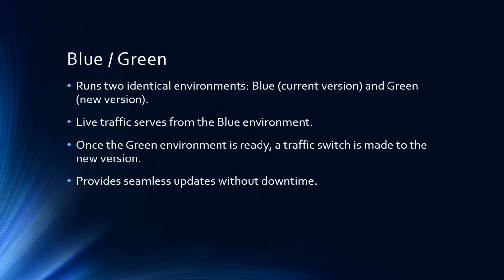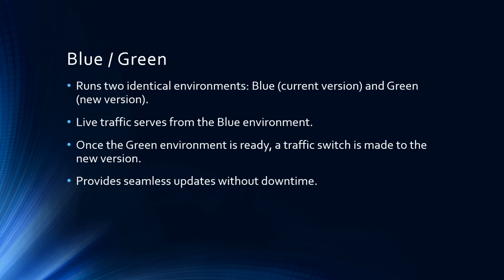The blue/green deployment strategy is one of the most powerful approaches in our DevOps toolkit, particularly when zero downtime updates are critical. Let me walk you through how this works and share some real-world insights. In a blue/green deployment, you maintain two identical environments: blue, which represents your current production environment, and green, which is where you deploy your new version. The beauty of this approach is that it completely eliminates downtime during updates. Here's the process in detail.